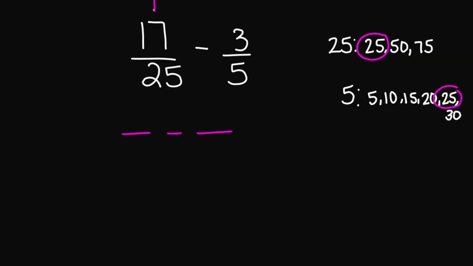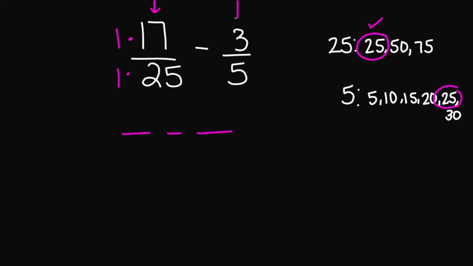So we're going to look here, 17 over 25. What number do I need to multiply my 25 with that's going to give me 25? I already have 25 in my denominator, so you can just write 17 over 25. But I'm going to multiply by 1 because 25 times 1 is going to give me 25. So I'm going to multiply top and bottom by 1.